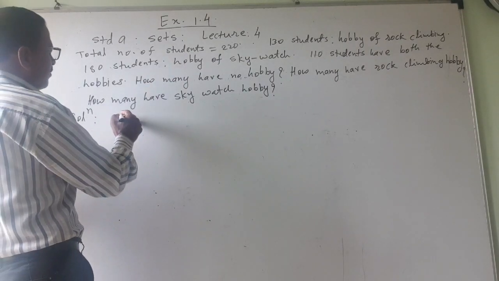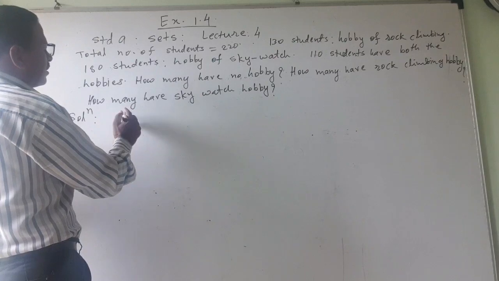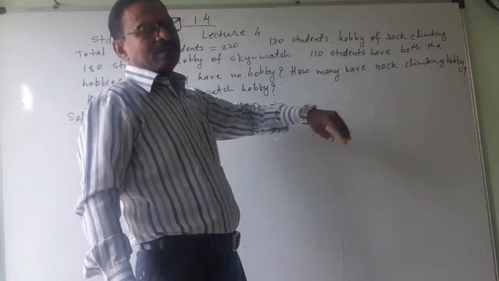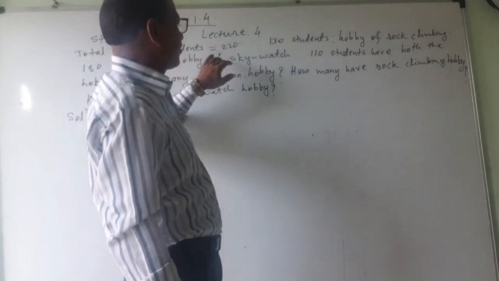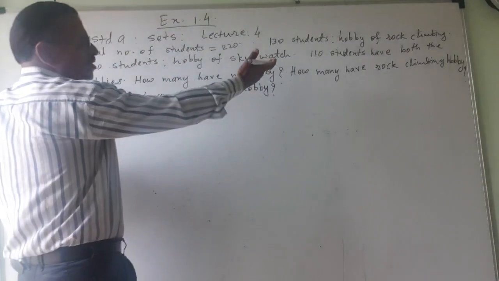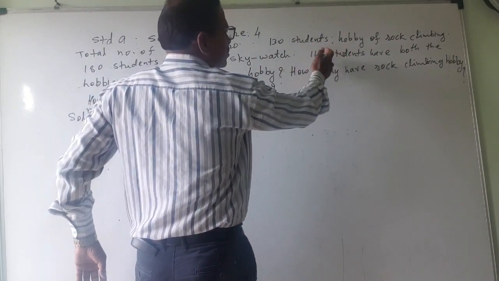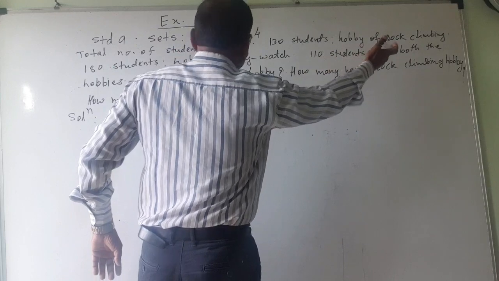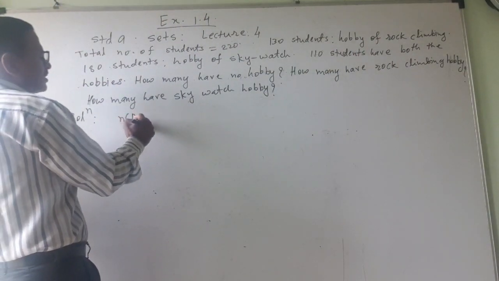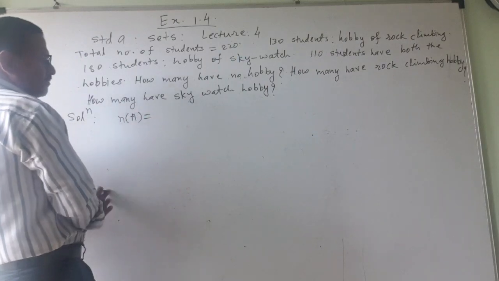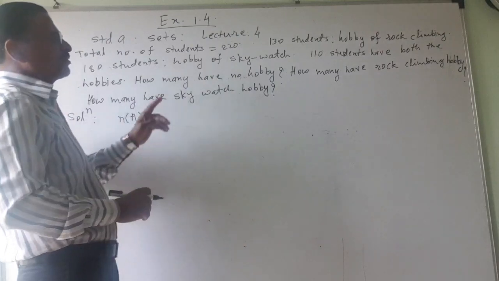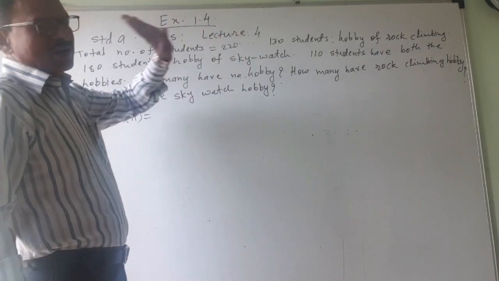Now we will give the name directly. A, the set of the students having the hobby of rock climbing. Set B, the students having the hobby of skywatch, and this is intersection. These are the both. 110 have both the hobbies, means that it is the intersection. Directly I am writing because it is a big sum, some space I am saving. Now you have got the habit how to write.